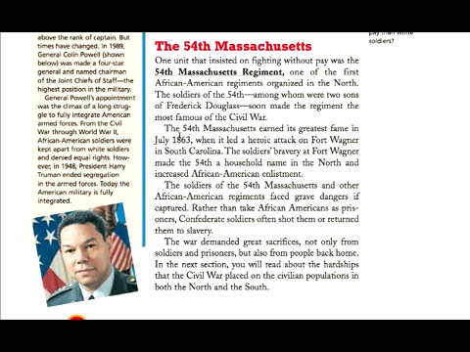The 54th Massachusetts earned its great fame in July 1863 when it led a heroic attack on Fort Wagner in South Carolina. The soldiers' bravery at Fort Wagner made the 54th a household name in the North and increased African American enlistment. The soldiers of the 54th Massachusetts and other African American regiments faced grave dangers if captured. Rather than take African Americans as prisoners, Confederate soldiers often shot them or returned them to slavery.